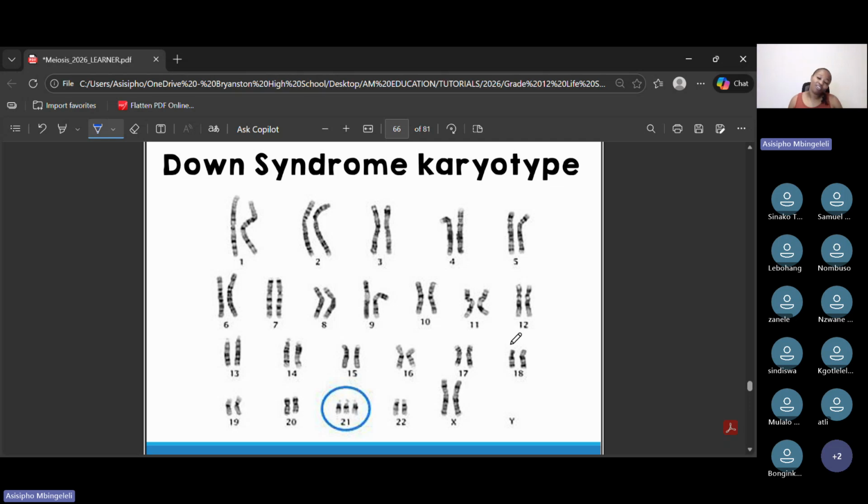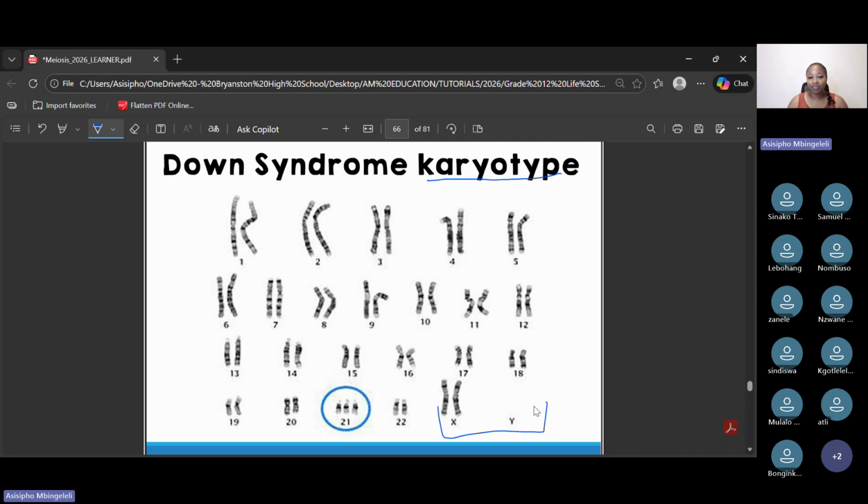Let's familiarize ourselves with this particular diagram because it is very important. What do we call this particular diagram? That is a karyotype, right? But who can tell me, please do unmute, is this karyotype of a male or a female? Male, definitely male, because we can see here we are having XY chromosomes.